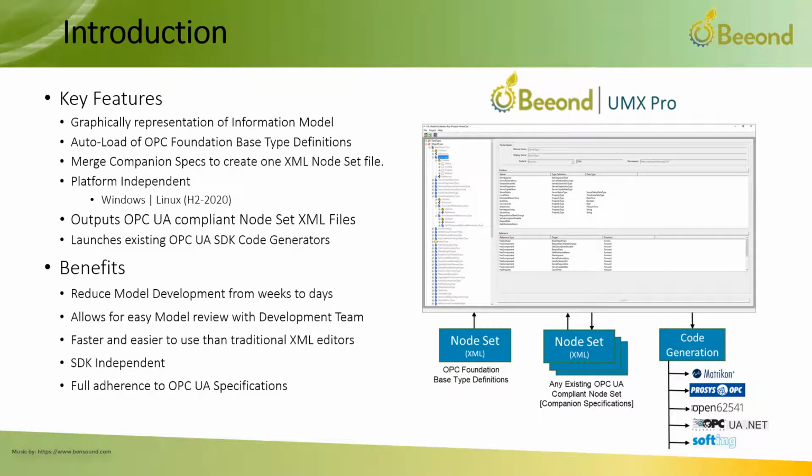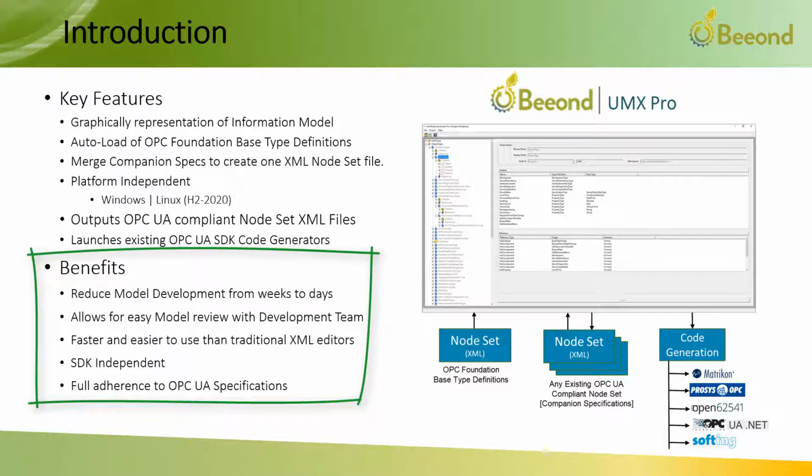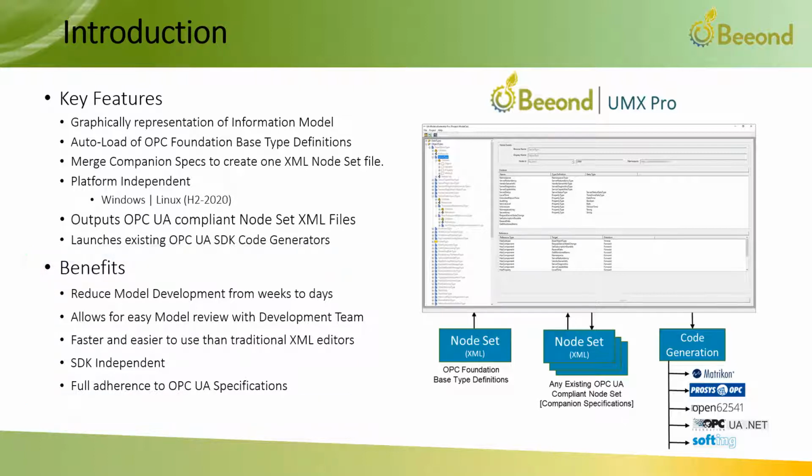UMX Pro is a platform-independent graphical editor that automatically loads the OPC Foundation base type definitions and allows developers to easily merge companion specifications to configure an OPC UA compliant information model. UMX Pro can also launch existing third-party code generators that use the NodeSet file to generate the libraries needed to build your OPC UA server. The benefits are faster development and reduced complexity in configuring your information model and building your OPC UA server.